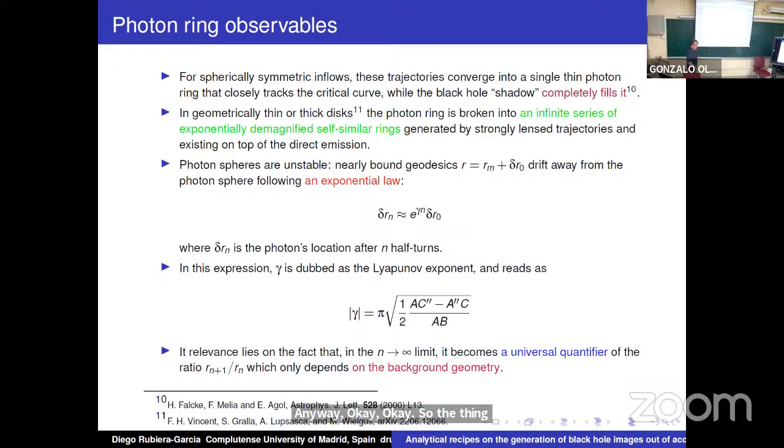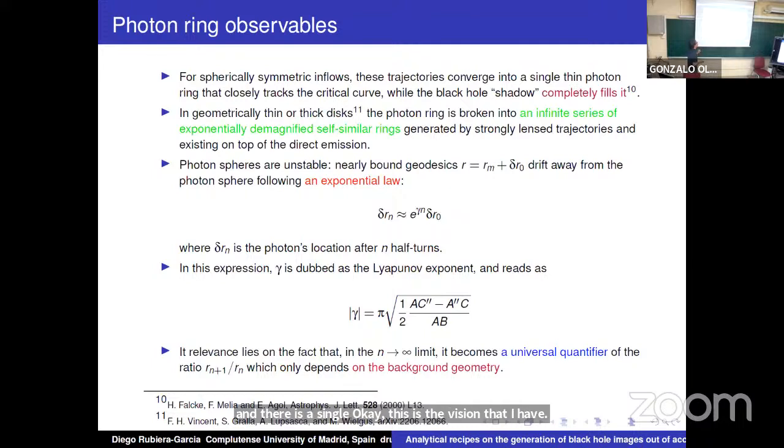So the thing is, as I was mentioning before, that there are two limits for the size of the disk: infinitesimally thin or spherically symmetric. In the spherically symmetric case, which is the vision of Heino Falcke in his paper of 2001, all these trajectories that turn several times around the black hole converge into a single photon ring, such that the central brightness depression completely fills this region. So the shadow is the interior region to the photon ring, which is identified with the photon sphere, and there is a single photon ring. This is the vision that we have.